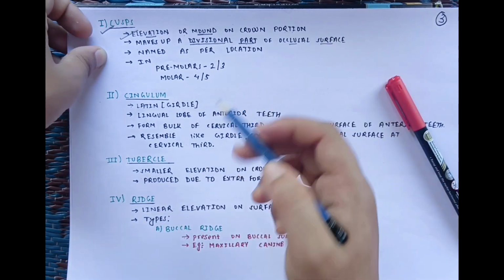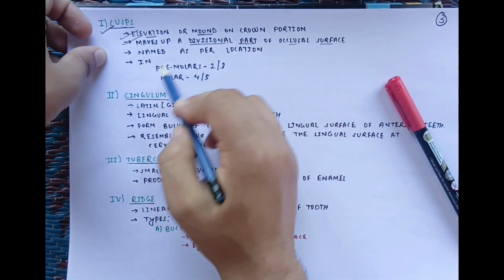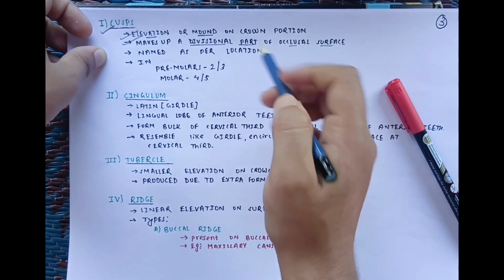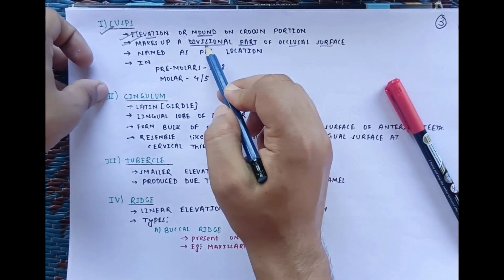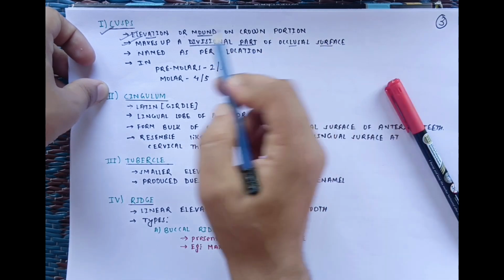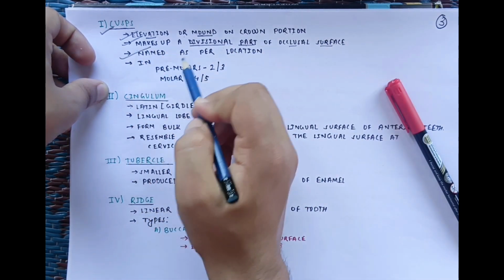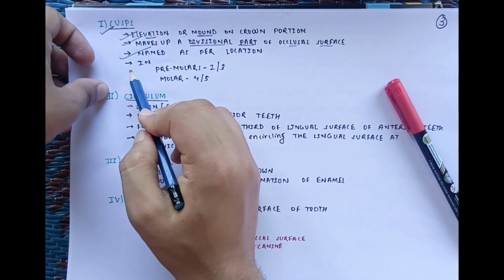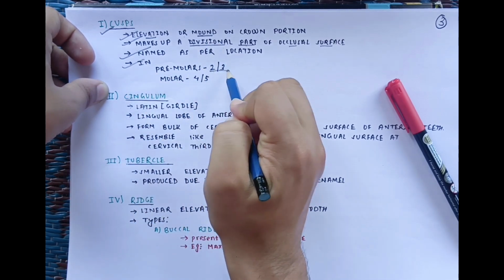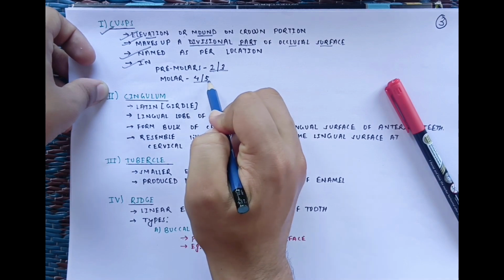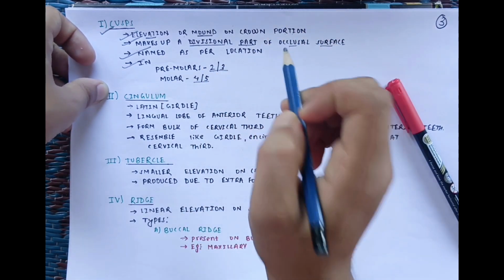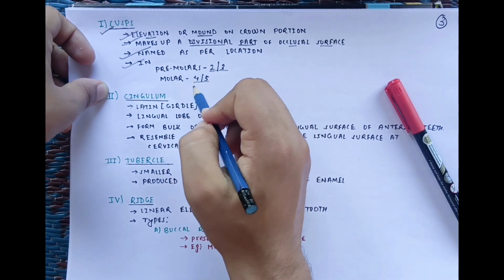So this statement wants to tell us that the cusp divides the occlusal surface. It forms the different kinds of divisional parts of the occlusal surface. Similarly, they are named as per their location. I have mentioned here that in premolars we have 2 to 3 cusps, and in molars we have 4 to 5 cusps. In our further videos we will be discussing the anatomy of each tooth. There this statement will be clear.